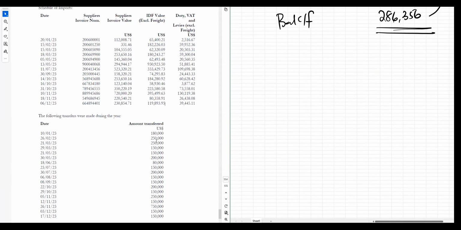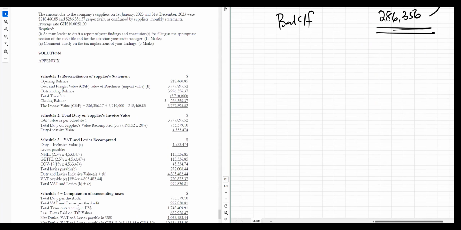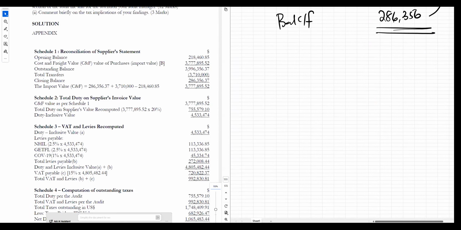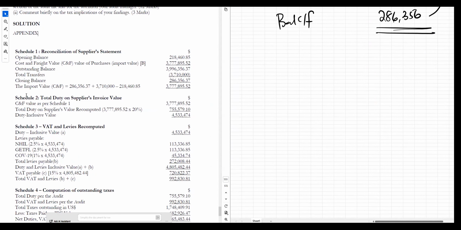So what do you need? You need import duty, right? So the whole thing is after you get that 377,895, you are now going to what? You see, I did it as an appendix, right? Then what you are going to do now, are you following? Is to do another schedule, the total duty on the supplier's invoice value. So per this schedule, you see I got 377,895, right? I compute the duty, I took 20%. So 20% on that gave me the duty inclusive value. Can you see that? So that now becomes my duty inclusive value.